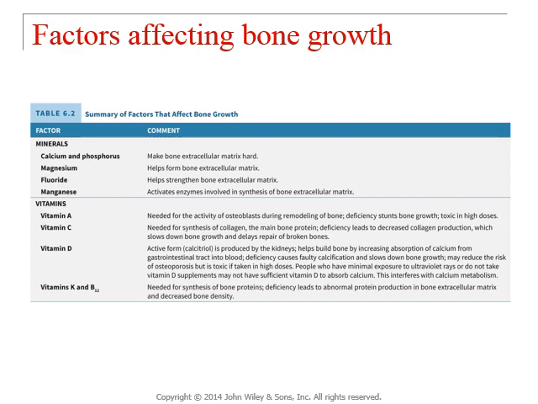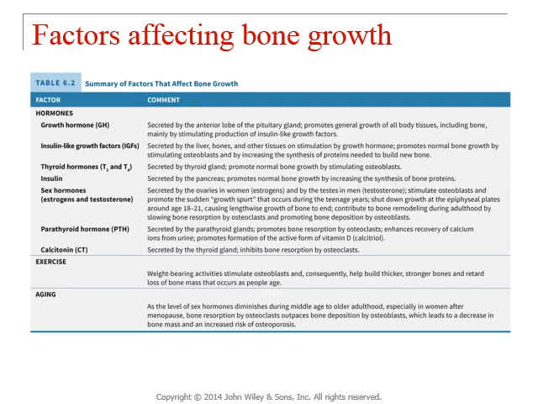As far as hormones go, there's quite a few that will stimulate bone growth and also bone resorption. Growth hormone is secreted by the anterior lobe of the pituitary gland. It's very important for the growth of almost all body tissues, including bone. Next, you have the insulin-like growth factors secreted by the liver, the bones, and other tissues. Very important for bone growth and also for stimulating osteoblasts, and also increasing synthesis of proteins, in this case collagen, for building new bone.